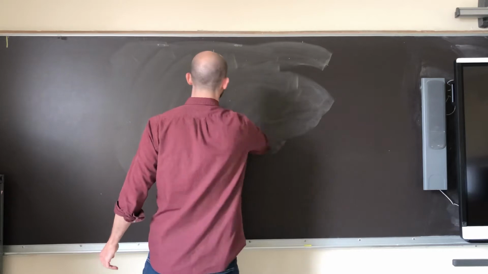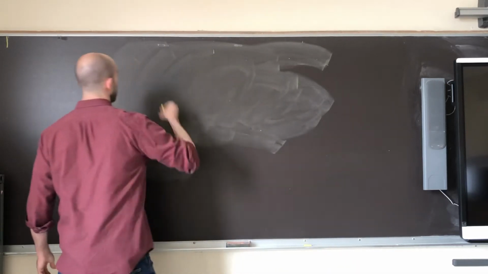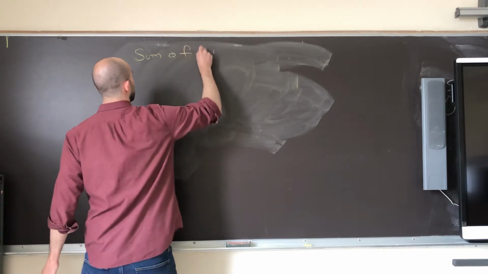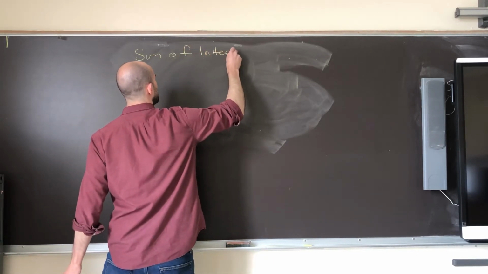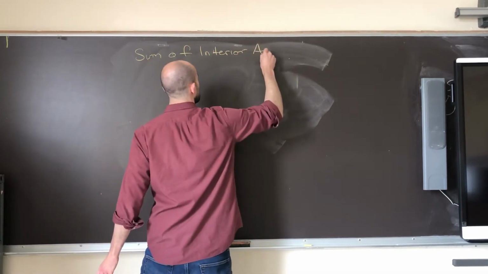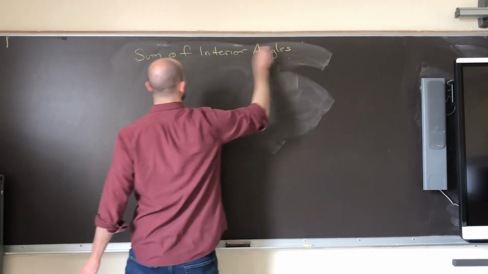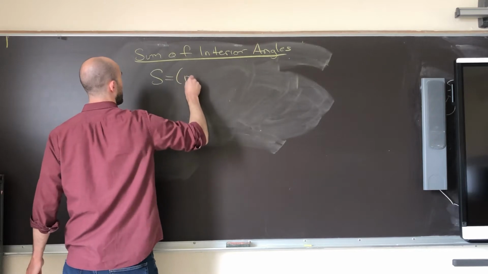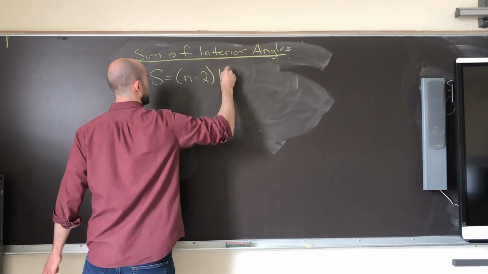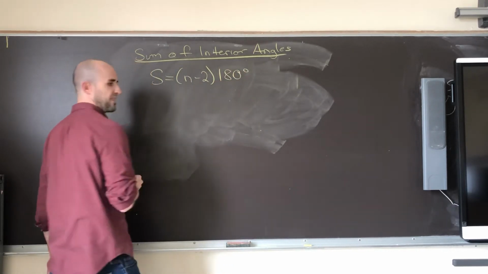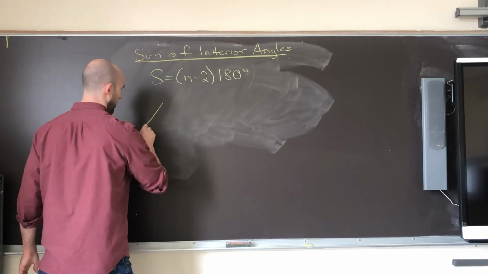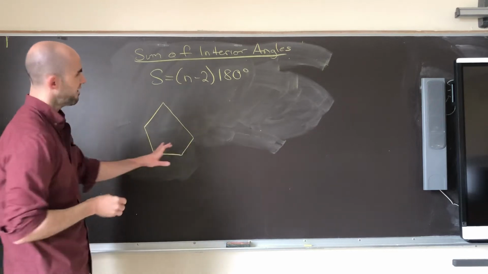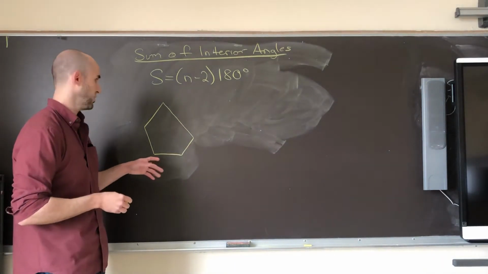So let's say we have a polygon, right? Now we want to figure out the sum of the interior angles, right? And I'm going to write the formula out again just for you guys to have it, just so you can refer to it, right? Sum of interior angles. And we know what that formula is. S equals n minus 2 times 180, right? So let's say that we had a pentagon, right? We want to figure out how much the interior angles of this pentagon are going to add up to, right?